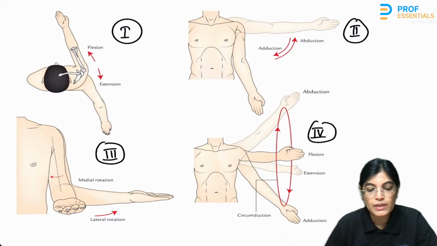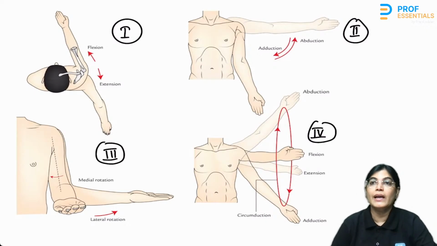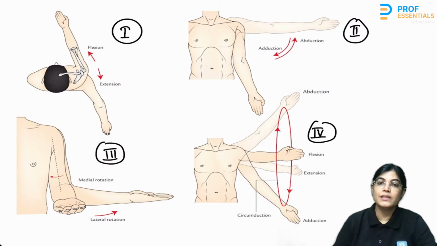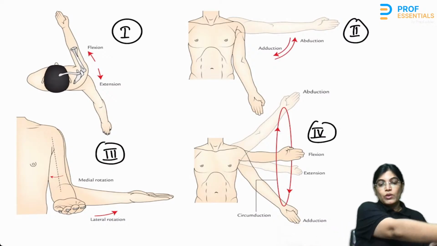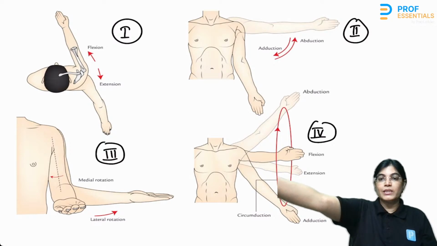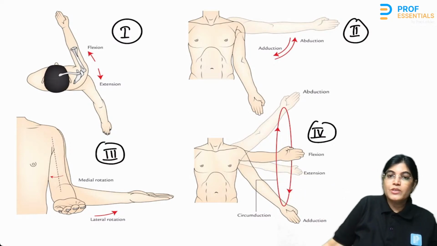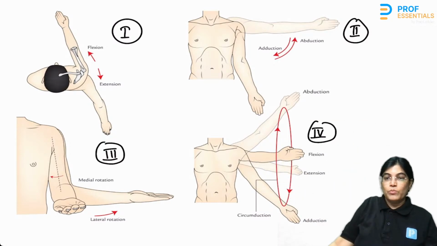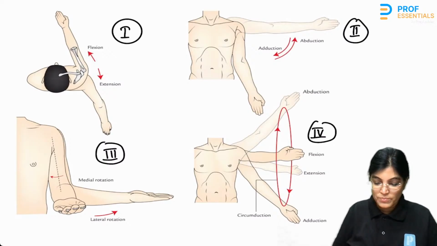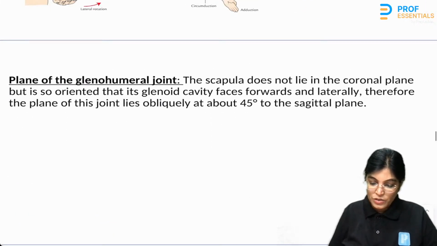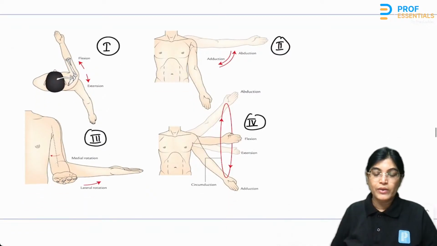Circumduction is the movement which takes place in the glenohumeral joint in an orderly manner. Firstly we have flexion, then abduction, then extension, and then adduction. This is called the circumduction movement. That sequence is important. I want you to know about these movements and in which plane they occur. So please write down just one line about each movement, because movements of joints have been asked so many times in the examination.